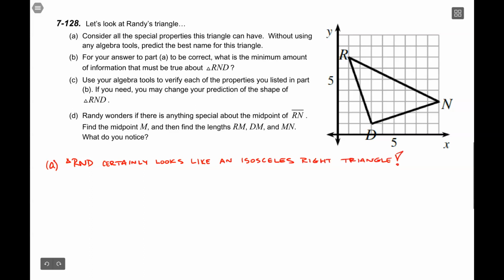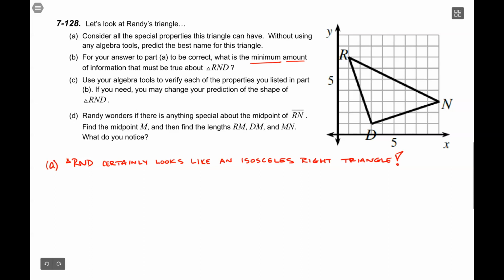Folks, to me it looks like an isosceles right triangle. Kind of looks like segment RD here is the same length as segment DN. And then it looks like this is a right triangle here. I don't know that for a fact, so I'm going to erase those things, but that's what it looks like to me.